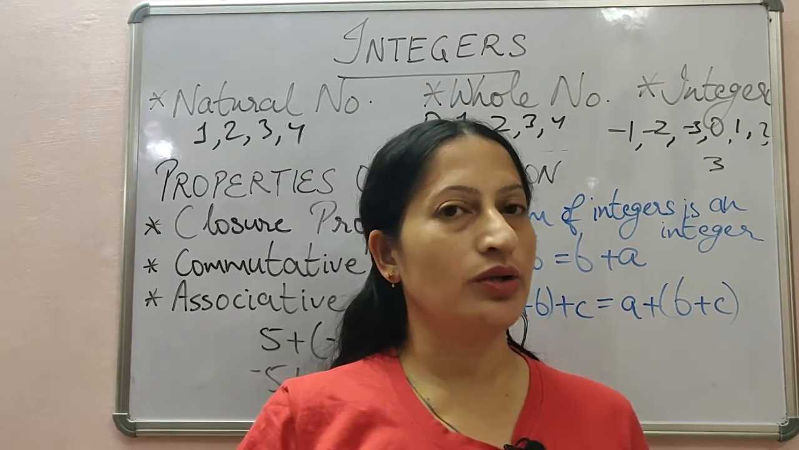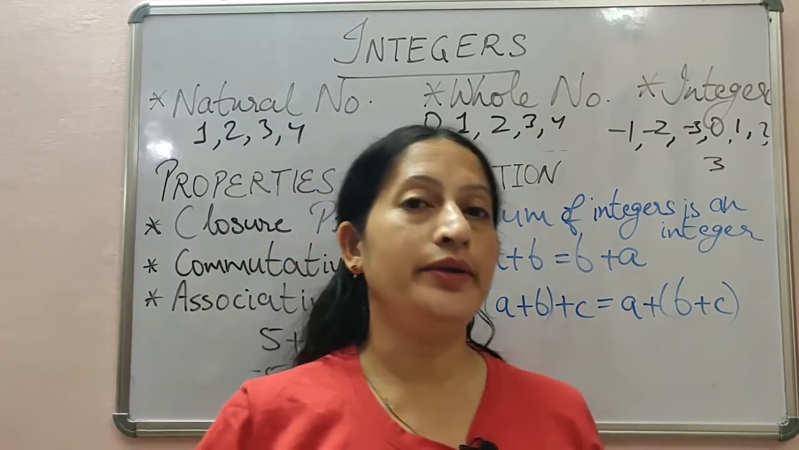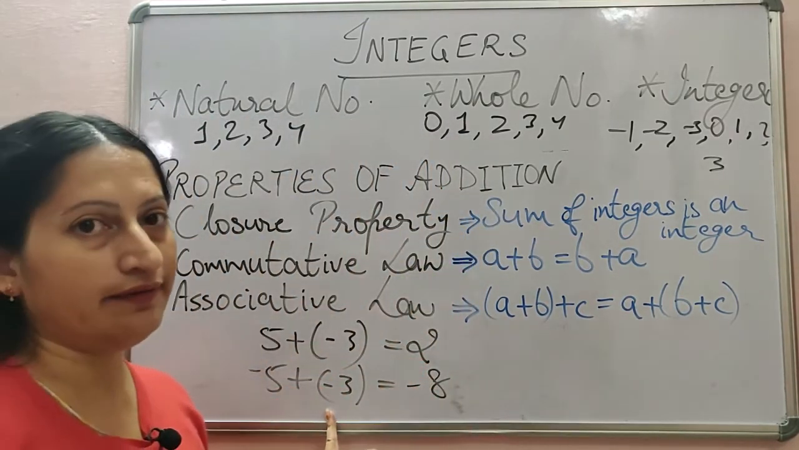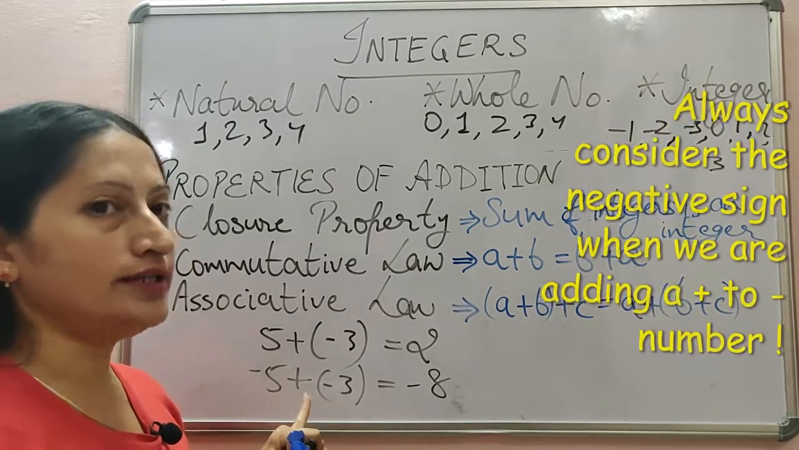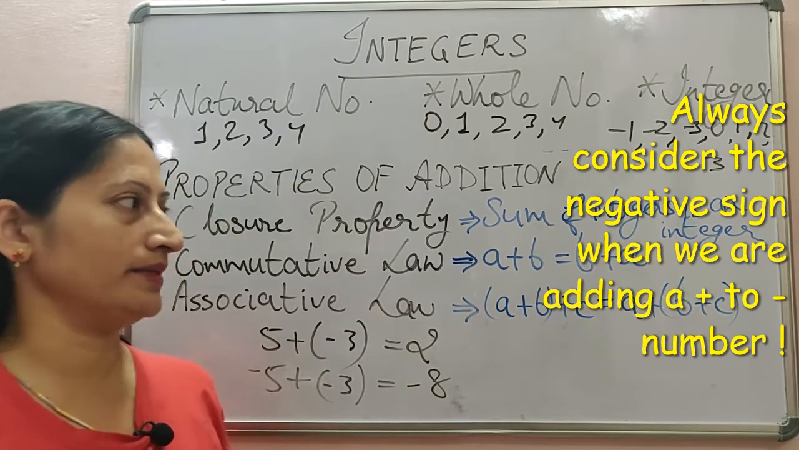You can do the sums based on the closure property, and don't make mistakes regarding your negative and positive signs, because children generally make mistakes there while doing the math sums.